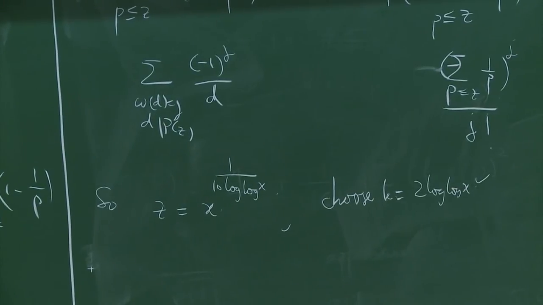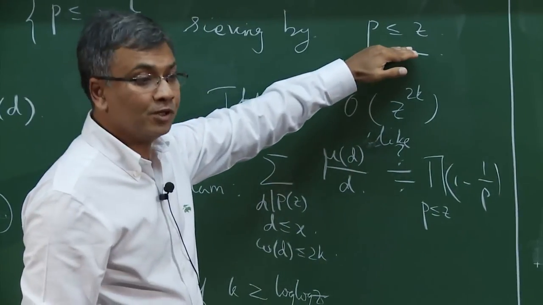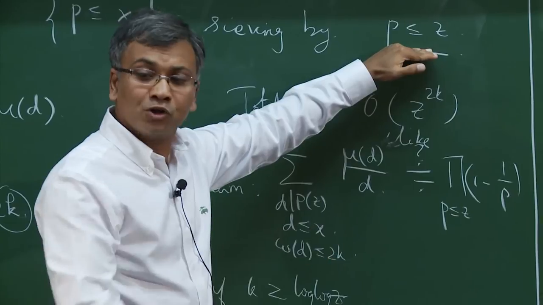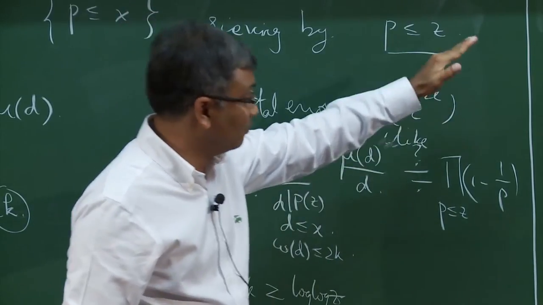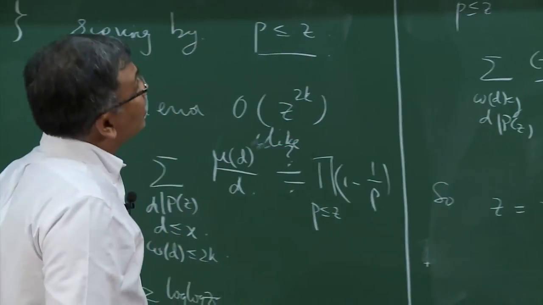Now the only problem with this sieve is that you are not able to sieve up to some small power of x, which is what we would like in order not to lose log logs, but we have to stop at this much smaller power of x. Okay?